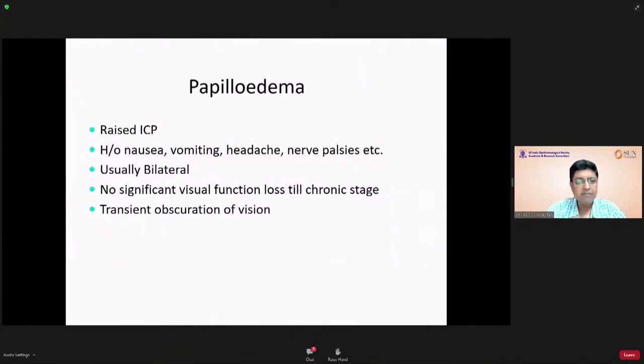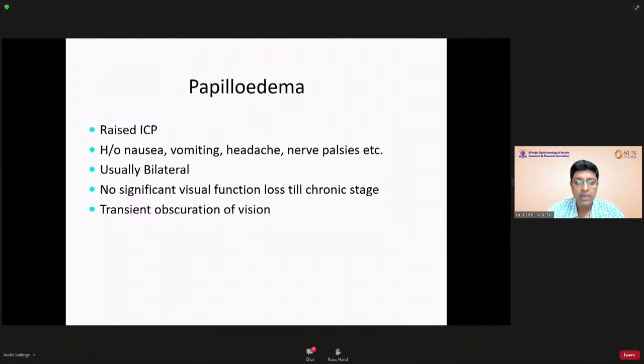So you have a patient of papilledema. The clinical features would be, if there is a raised intracranial pressure: nausea, vomiting, headache. There may be associated nerve palsies, particularly 6th nerve palsy, which may be bilateral. There is usually no significant visual loss till chronic stage, except of course you may have an enlarged blind spot or a gradual constriction of the fields.